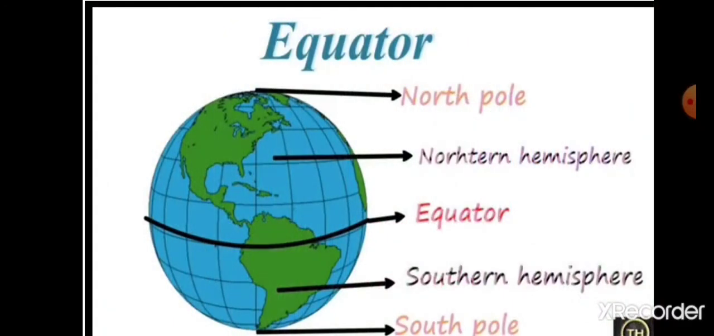Equator. If a circle were drawn along the surface of the earth exactly in between the north and the south poles, it would divide the earth into two equal parts. This imaginary circle is called an equator. The two equal parts it makes of the earth are called the northern hemisphere and the southern hemisphere respectively.